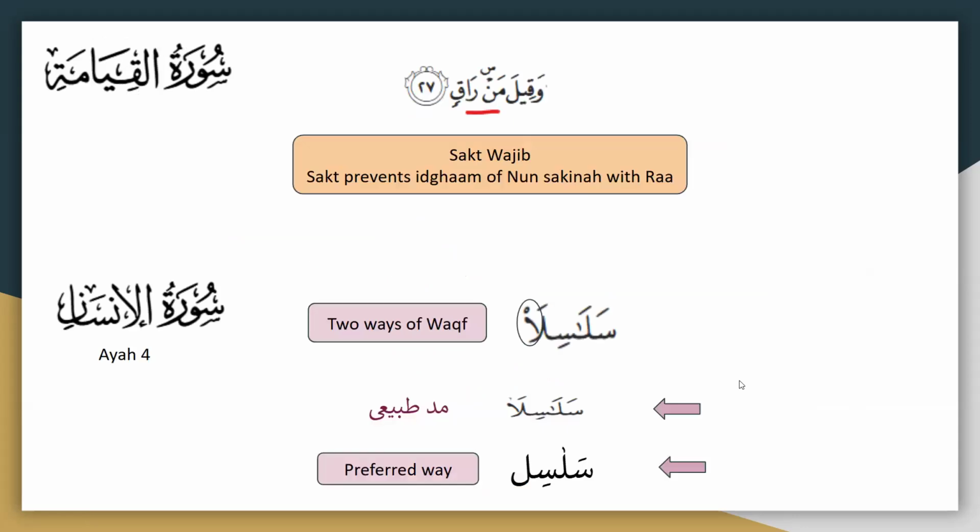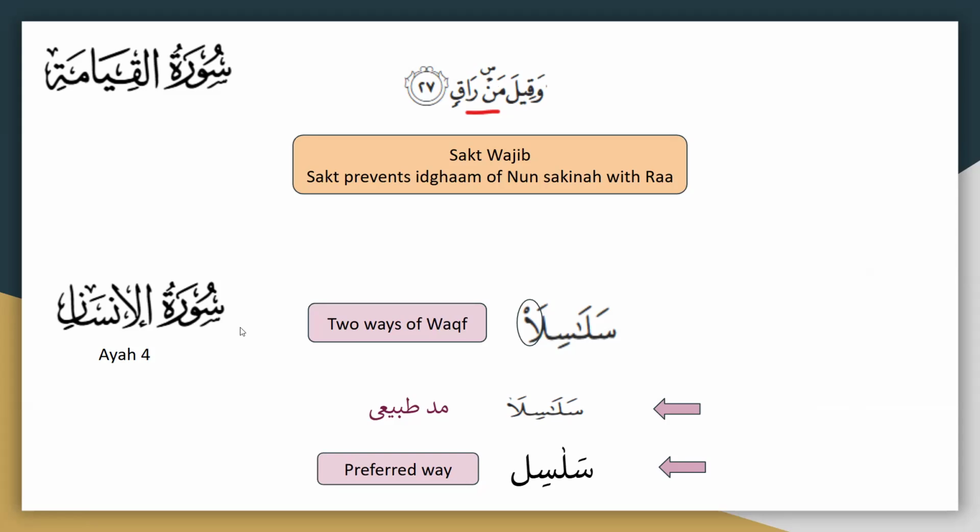In Surah Al-Qiyamah, we have the sakt again. This is sakt wajib. We must do the breathless pause on the man. وَقِيلَ مَنْ رَاقُ. Imam Hafs has applied the sakt on the man to avoid merging of the noon sakina into the ra after it. So we should apply it when we're reading it according to Riwayah Hafs.